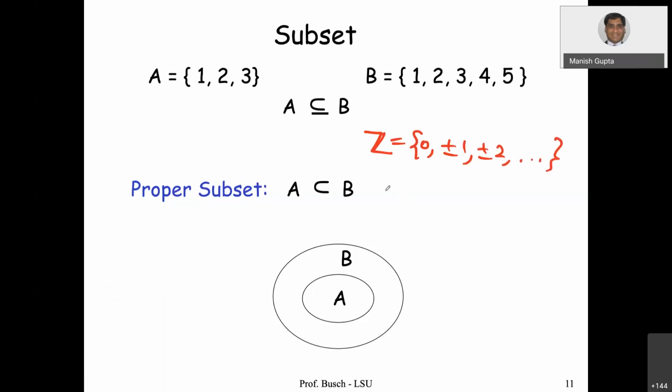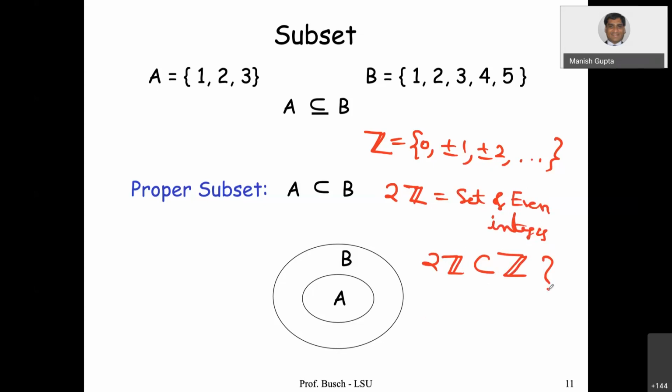Now, if I consider 2Z, what is 2Z? The set of even integers, correct? Yes. Now, is 2Z a proper subset of the set Z or not? Yes, sir, because all the odd integers are elements that are not in 2Z. Now the problem is there. How come it is possible?